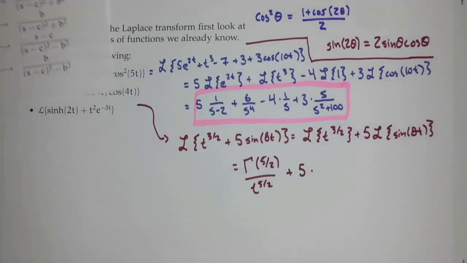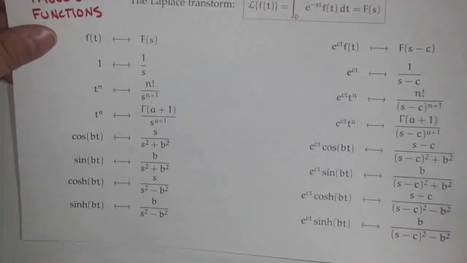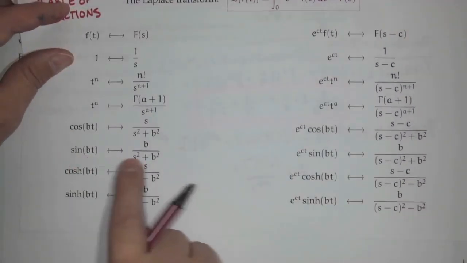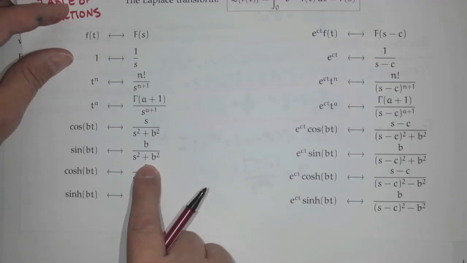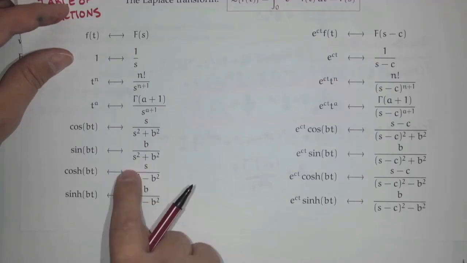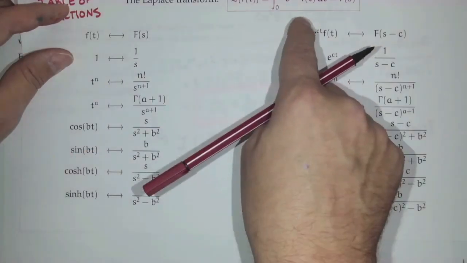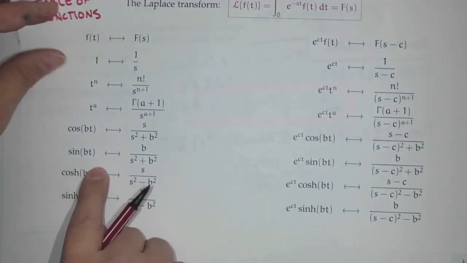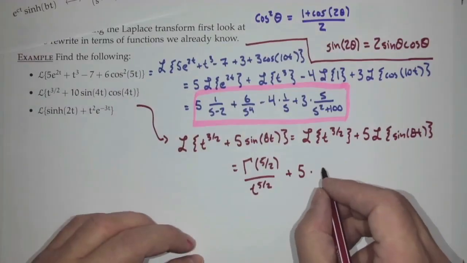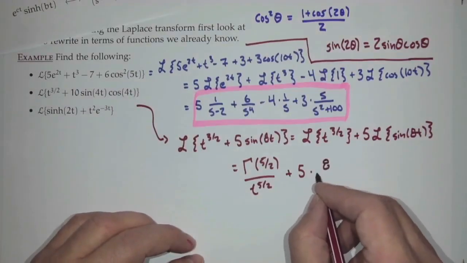Okay, Laplace transform of sine of 8t. So sine of 8t will become what? 8 over s squared plus 64. See, we're using our table. We're not like, oh, let's go back to the definition. No. Table. Table's your friend, which is why it's good to have one handy.